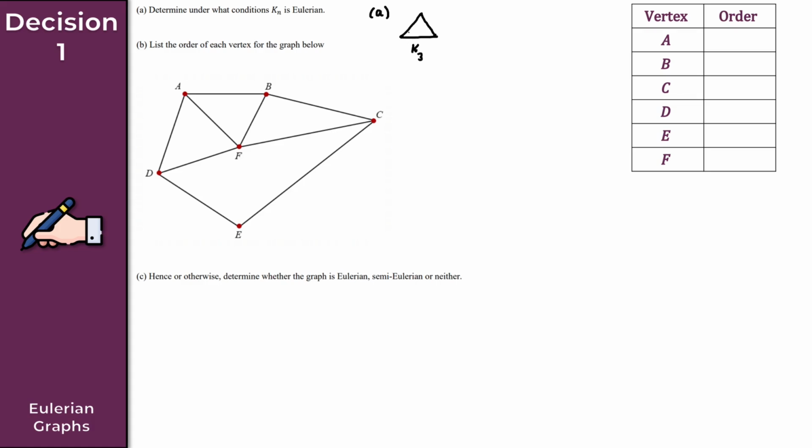I've got 3 vertices, 1, 2, 3, which I'll do in a different color to highlight them. Notice that the order of each vertex here is 2. This vertex has order 2, this vertex again has order 2, and this vertex again has order 2. Now let's draw K4, which will hopefully help illustrate the point I want to make for part A. For K4, let me do the vertices to begin with.